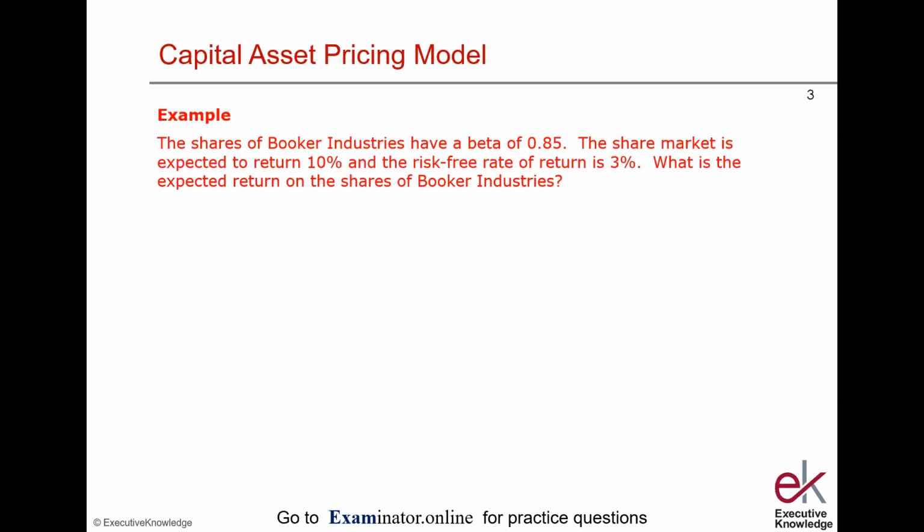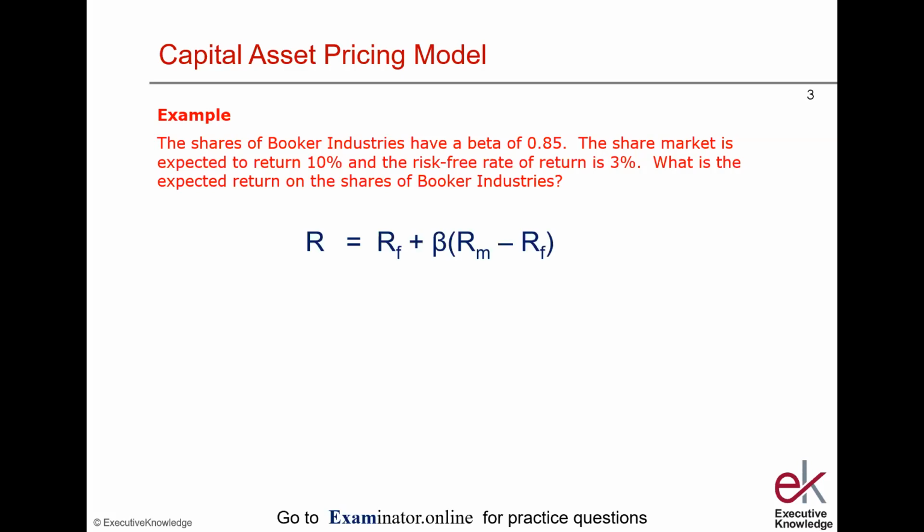The shares of Booker Industries have a beta of 0.85. So the returns of Booker are not as volatile as the market, and they don't move by as much. The share market is expected to return 10%, that's RM, and the risk-free rate of return, RF, is 3%. What is the expected return on the shares of Booker Industries? Now that's it. There's not much more to it than that. Although in an exam question, they could give you extra information that is redundant. But in this question, we've been given exactly what we need.